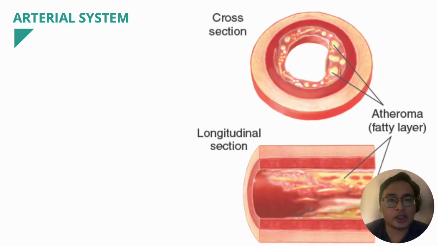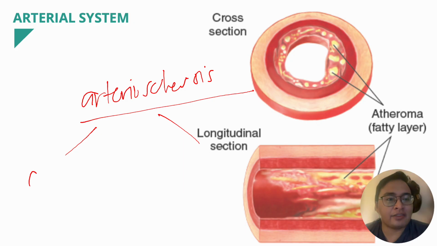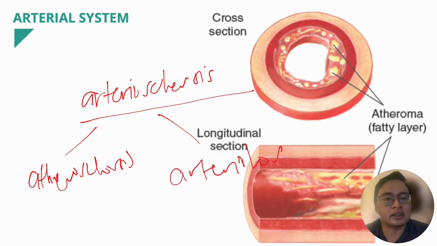So what are some of the conditions affecting the arterial system? At this point, I would like to differentiate between various terms. Okay, so we have arteriosclerosis. Okay, it's the most general term. Under that, arteriosclerosis just means loss of elasticity of the blood vessels because of hardening or thickening. Under that you could have atherosclerosis as well as arteriolosclerosis.